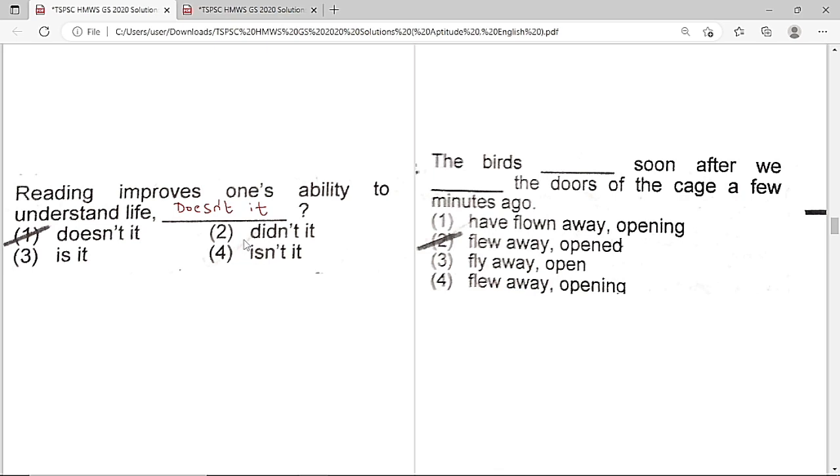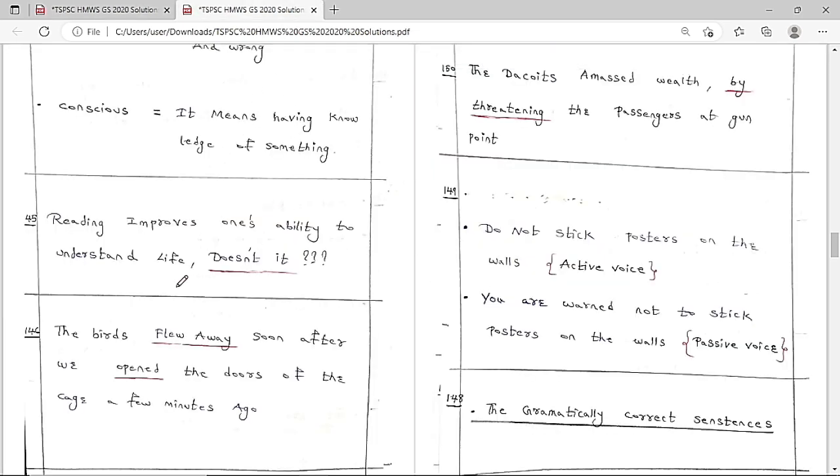So finally I can say, reading improves one's ability to understand life, doesn't it? Question mark. Now we'll discuss something more about this one.